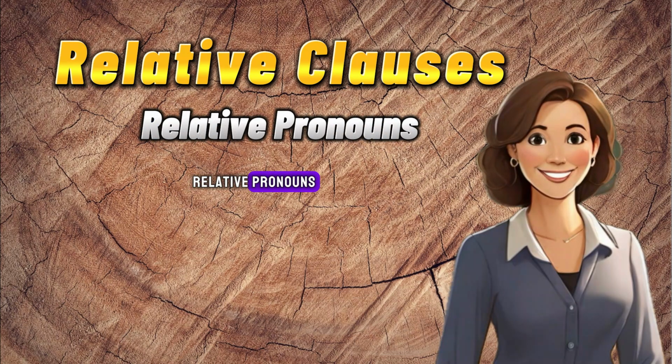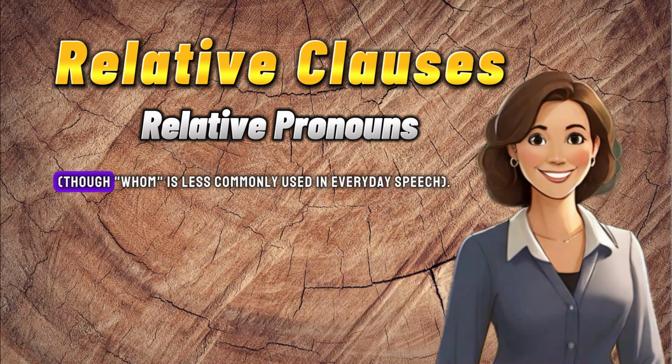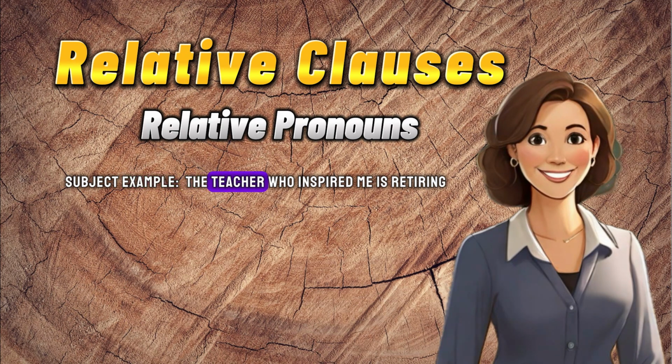Relative pronouns. Who, whom, for people. Who is used as a subject and whom as an object, though whom is less commonly used in everyday speech. Subject example: The teacher who inspired me is retiring. Object example: The actor whom the director praised accepted the award.